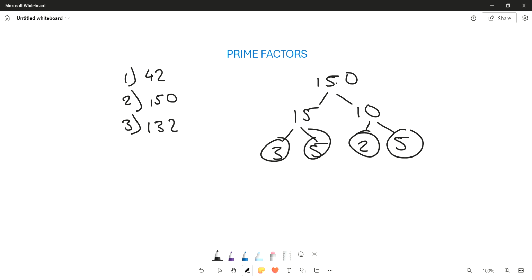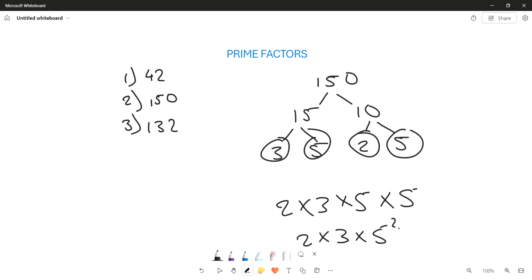Now we're going to write 150 as a product of its prime factors, and we get 2 times 3 times 5 times 5. This can also be written as 2 times 3 times 5 squared, as we have two 5s.